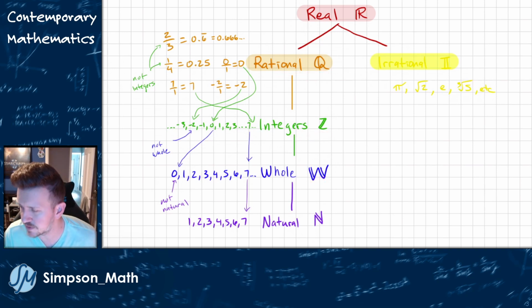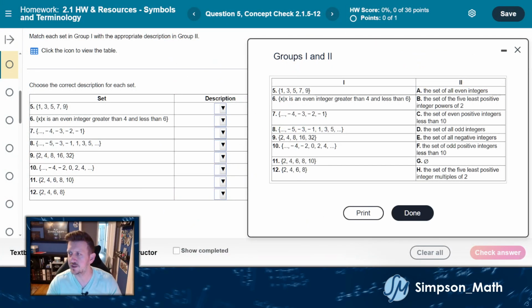So let me switch over to a question. It's question 5 on 2.1. So this is popping up in our first homework assignment. And so we're just going to do a little bit of matching. All these are talking about integers. Some of these could use some different vocabulary.